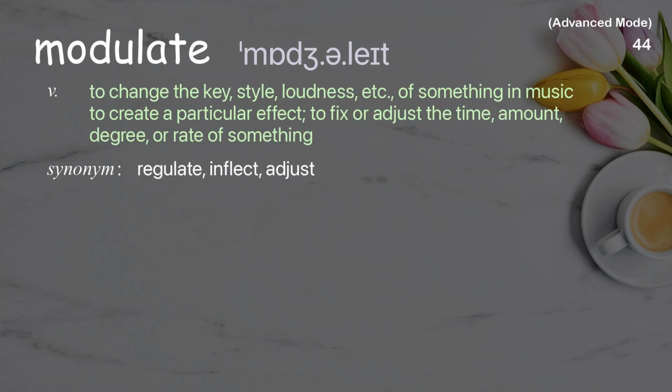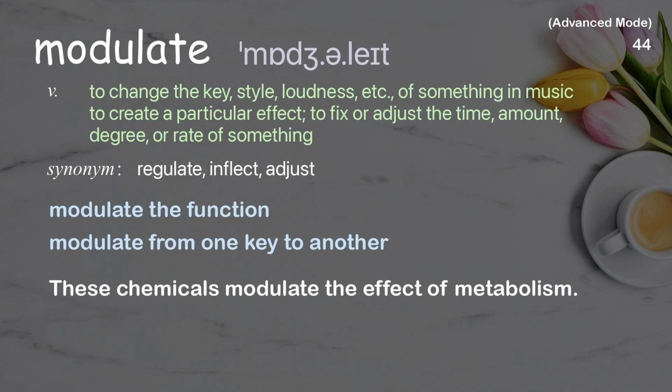Modulate. To change the key, style, loudness, etc. of something in music to create a particular effect, to fix or adjust the time, amount, degree, or rate of something. Examples: Modulate the function. Modulate from one key to another. These chemicals modulate the effect of metabolism.